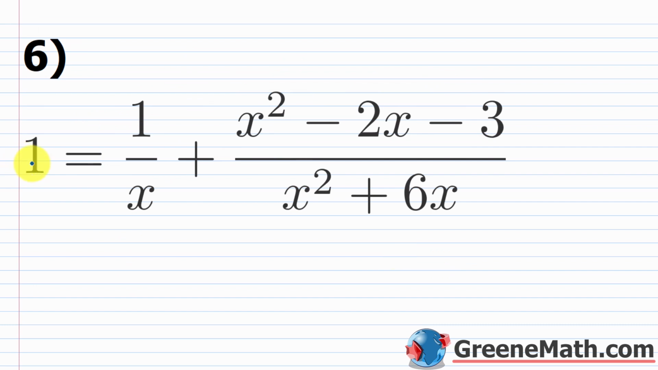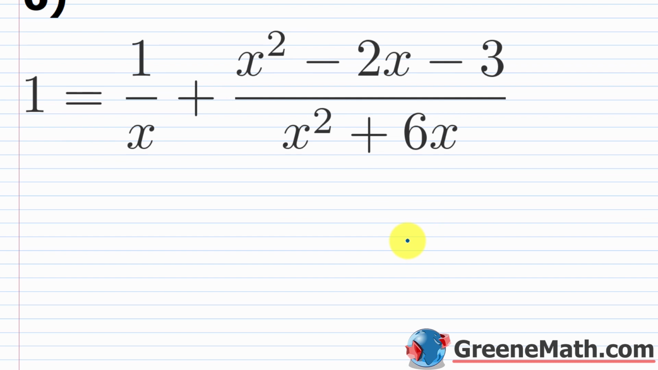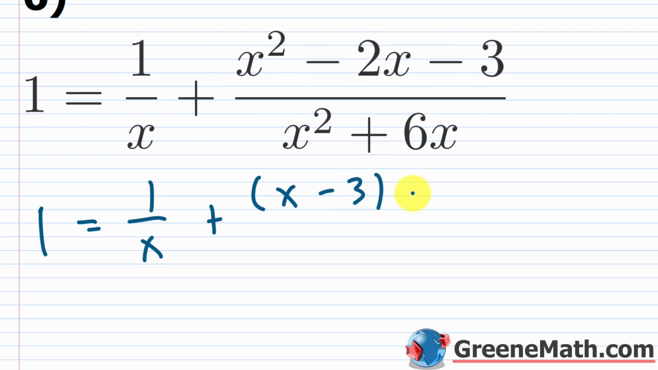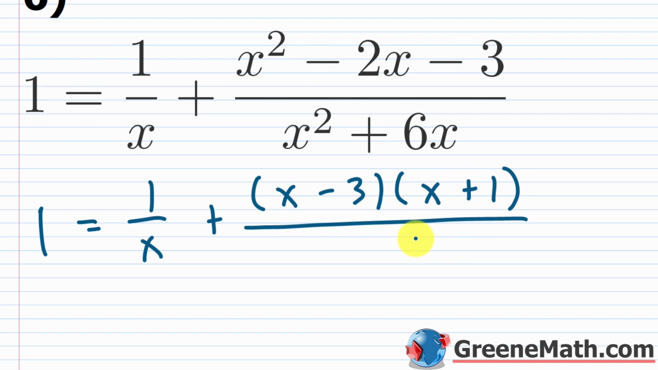So here we have 1 is equal to 1 over x plus x squared minus 2x minus 3 over x squared plus 6x. Okay, the first thing I'm going to do is just factor everything that I can. So 1 is equal to 1 over x. And then plus, this guy up here, can I factor that? I need two integers whose sum is negative 2 and whose product is negative 3. X minus 3, that quantity, times the quantity x plus 1. And this would be over, down here, I'm going to factor out the x, and I'll have x plus 6 inside the parentheses. Okay. Nothing's going to cancel here, so I've checked that.